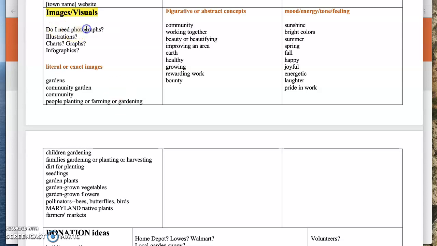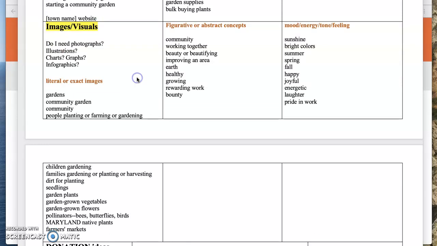Am I looking for photographs, or am I looking for things like illustrations that have labels, etc.? Am I looking for charts, graphs, tables, something else? Do I want an infographic? All of those things are visuals, and it's possible that those are copyrighted depending on where they come from. So I need to think broadly about what visuals mean and what I'm borrowing in terms of work.